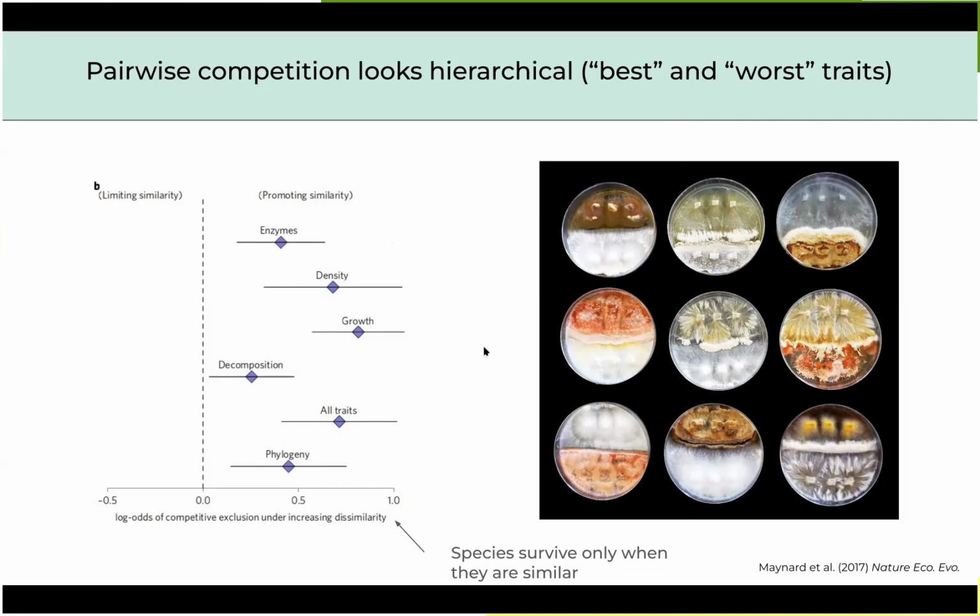When we look at the results of these pairwise competitions, we see that the results are what we might call hierarchical, or they appear hierarchical. There's essentially a best set of traits and a worst set of traits. You want to be a fast grower, you want to have high density, you want to be very metabolically active, produce a lot of enzymes, decompose very heavily.